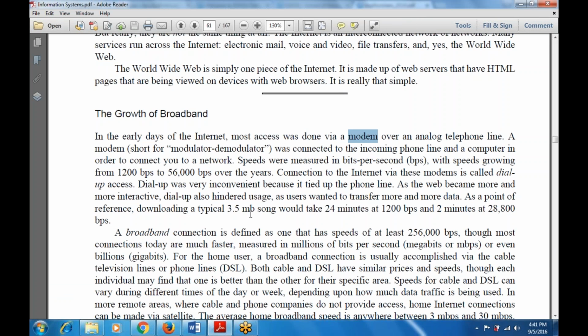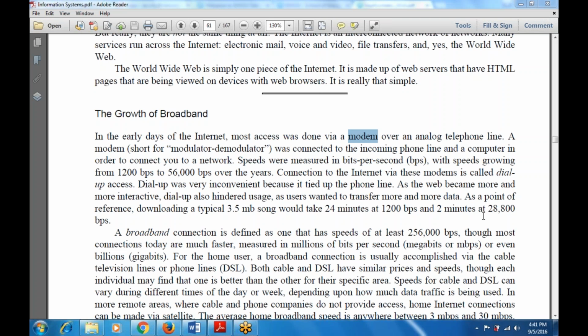MODEM is divided into two parts. MO stands for one thing and DEM for another. What is the full form of this word? Yes, very good: modulator and demodulator.